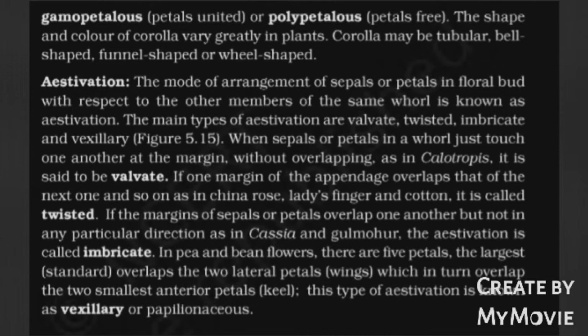If one margin of the appendage overlaps that of the next one, and so on, as in china rose, lady's finger, and cotton, it is twisted. If the margins of sepals or petals overlap one another but not in a particular direction, as in cassia and gulmohar, the estivation is called imbricate. In pea and bean flowers, there are 5 petals. The largest, which is called standard, overlaps the 2 lateral petals, which are wings, which in turn overlap 2 smallest anterior petals, which are called keel. This type of estivation is known as vexillary or papilionaceous.